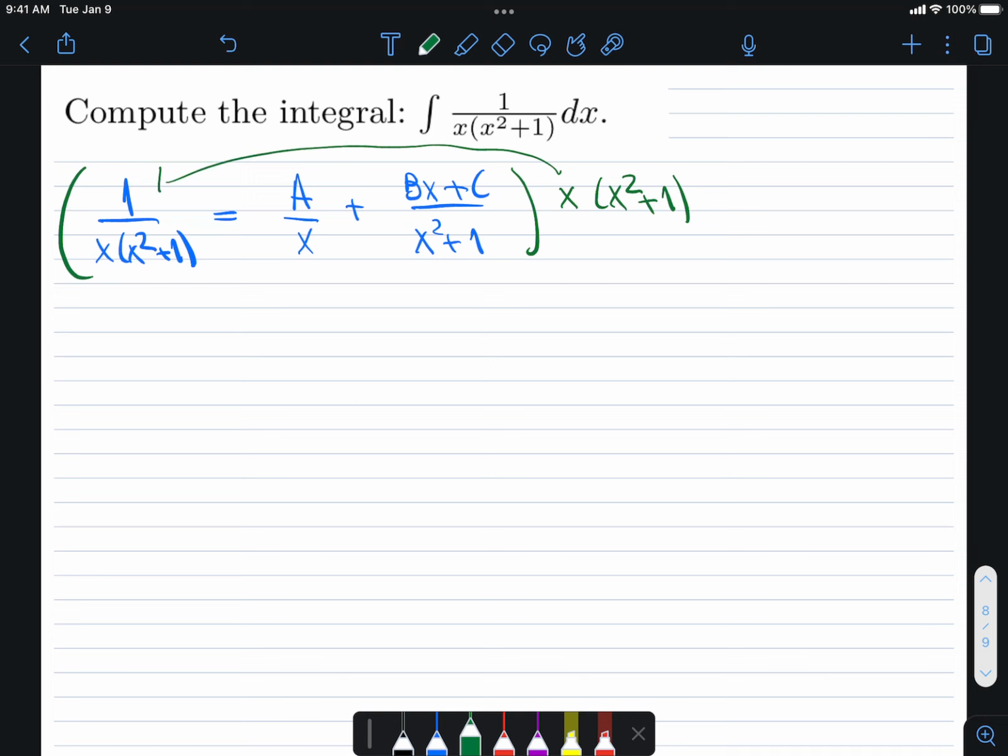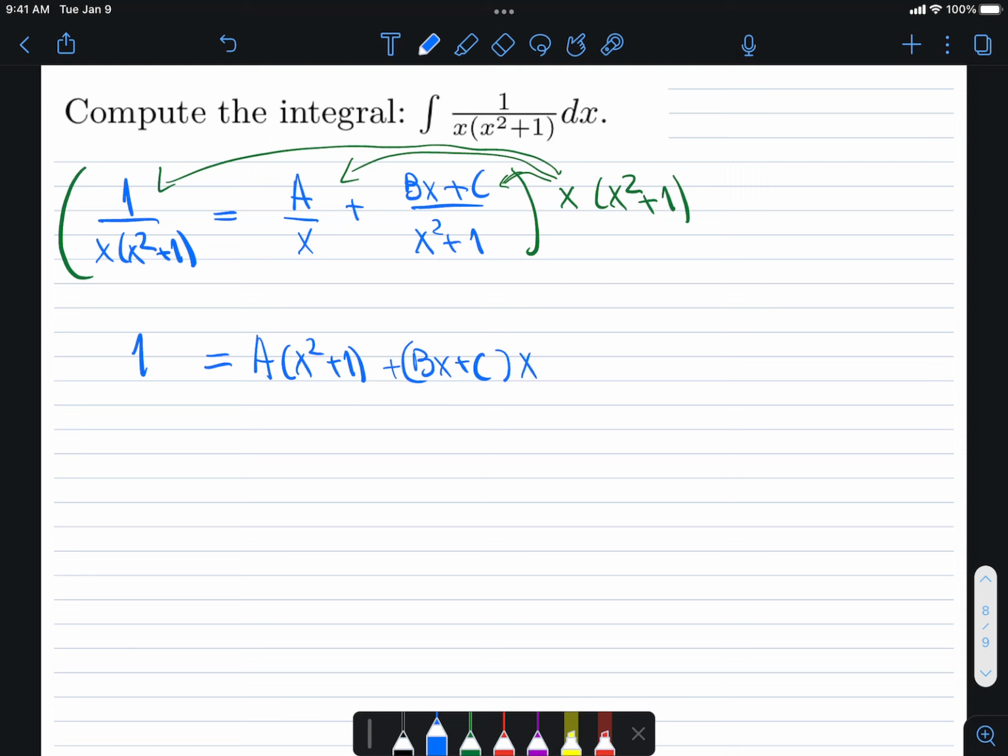So I use the distributive property when I multiply this by the first term on the left side. The x cancels, and the x squared plus 1 cancels, and I just get 1. Okay, so I have 1 equal to, on the right side, I'll multiply these. So the x's will cancel, this will be left over, and the a will be left over. So that's a times x squared plus 1. And then when I multiply this last one, the x squared plus 1's cancel, and then the x is left. So I have bx plus c, all that times x.